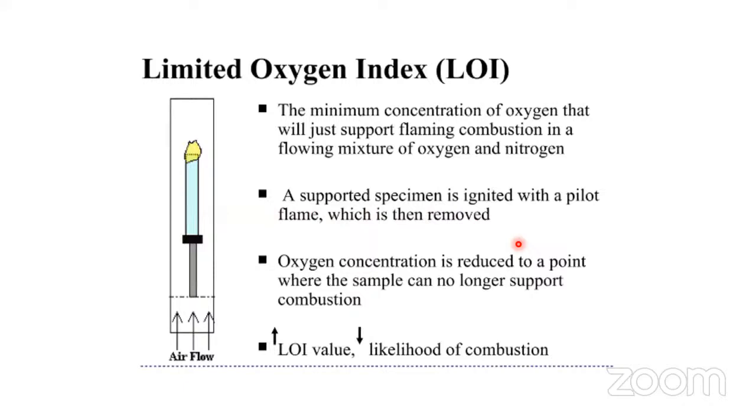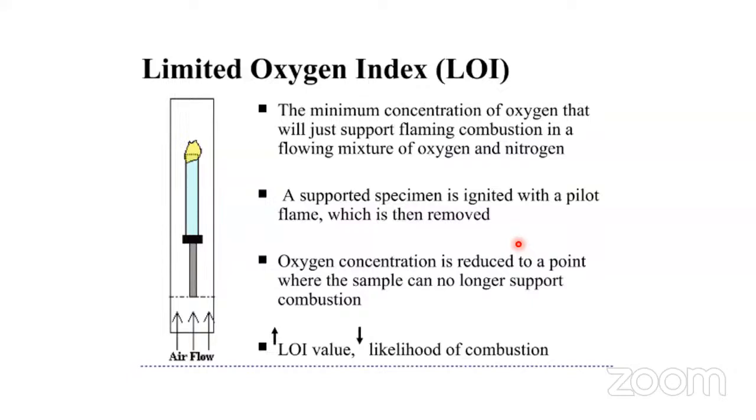So the same scenario is with this: at what content of oxygen will your polymeric materials restrict the flame? That we can study using the limiting oxygen index. It is the minimum concentration of oxygen that will just support flaming combustion in a flowing mixture of oxygen and nitrogen. Because the atmosphere contains about 70-something percent nitrogen and then oxygen, this test is generally performed in a mixture of oxygen and nitrogen.